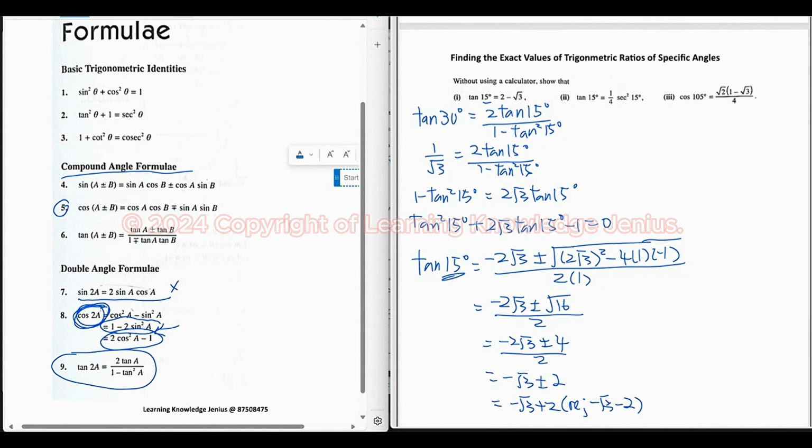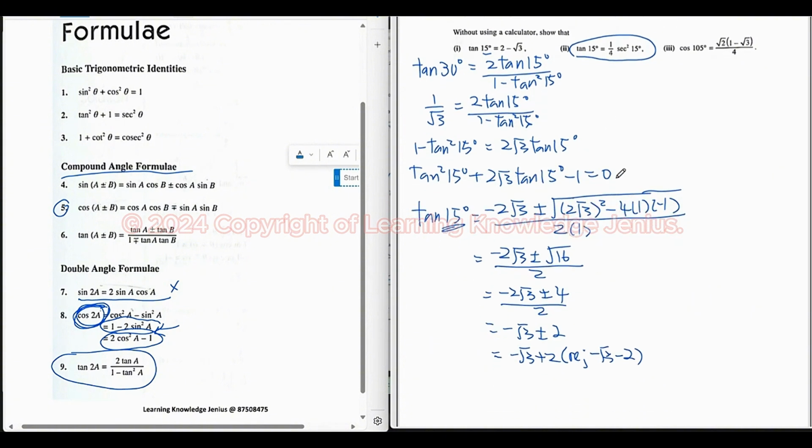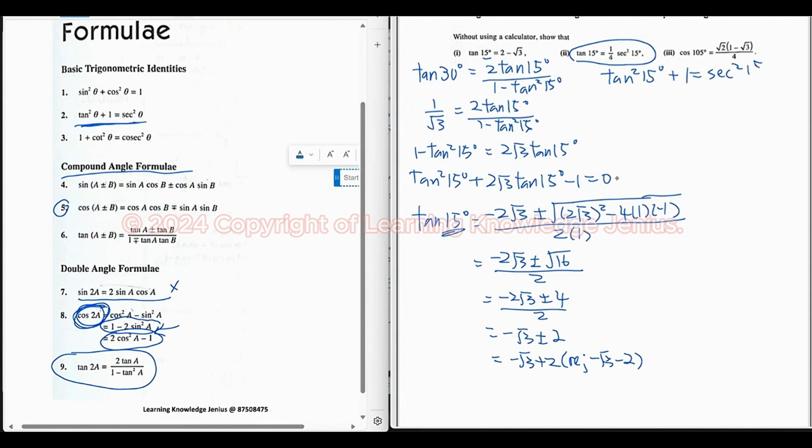Okay, so the part 2. Tangent 15 degrees is equal to this. We can utilize the formula: tangent square 15 degrees plus 1 is equal to secant square 15 degrees. They ask us to prove that if you divide by 4, you shall get the answer. This is what they ask us to prove for part 2.